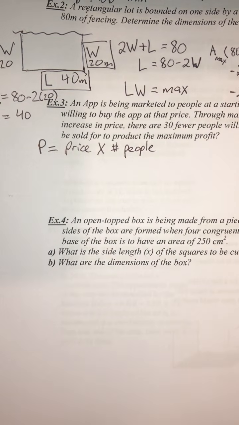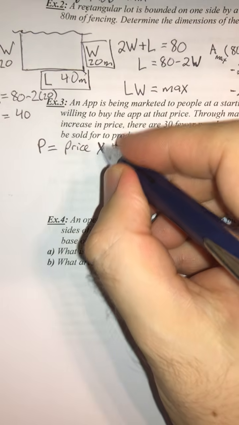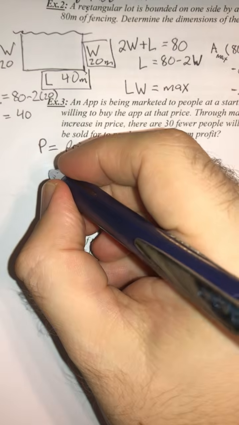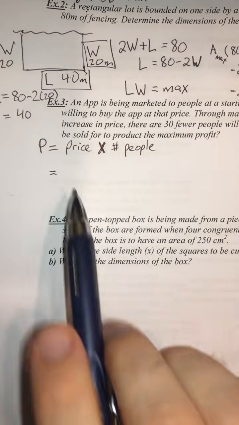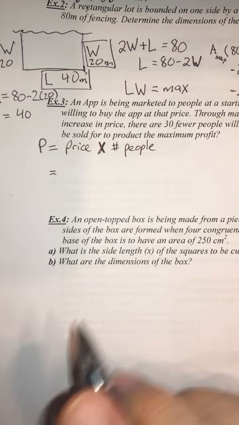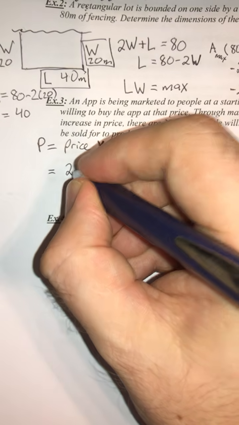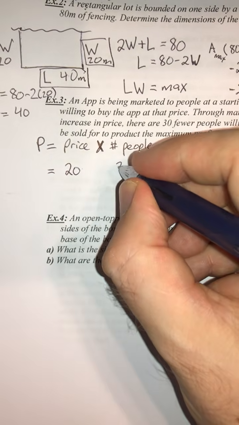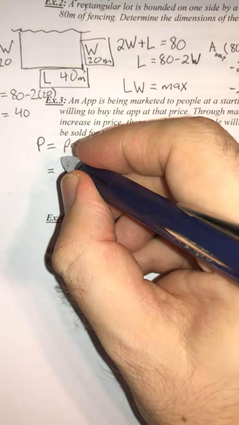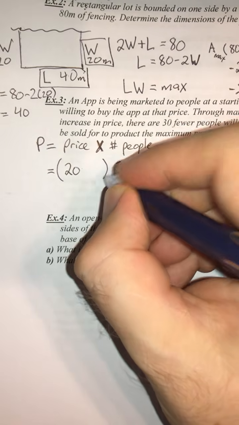So this is the equation that we're going to get. This is a times x. So for your profit equations, you're just going to start with this. For our beginning case, we're told the price is 20 and the number of people is 300. So I'm going to start with that just at first, but I'm going to change something a little bit here.